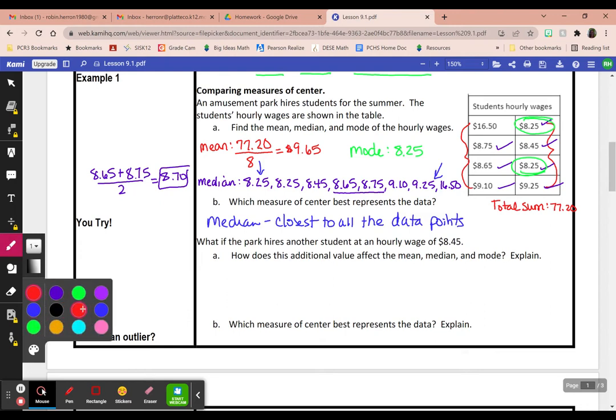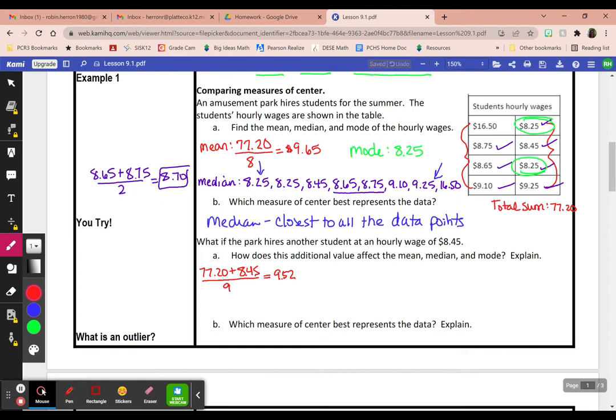Okay, well, to do the mean, we would have to go back and add in another value. So it was 77.20. We would add in another $8.45. And then we would have to divide that now by 9 values because I added in an extra data value. So this would actually end up equaling $9.52. So that one actually went down a little bit for our mean.